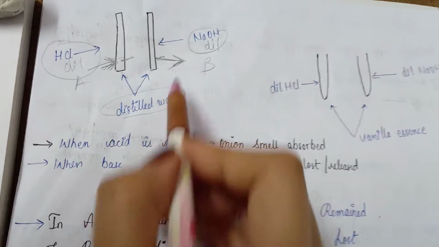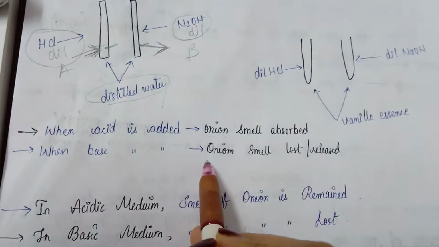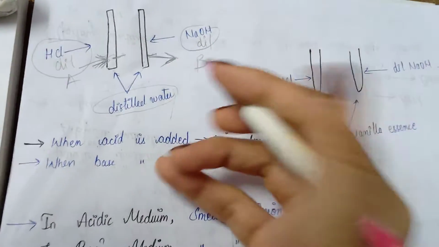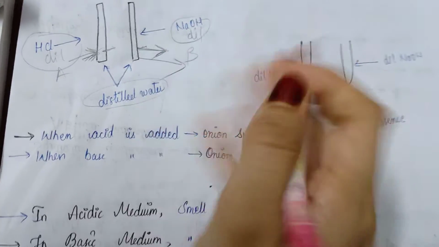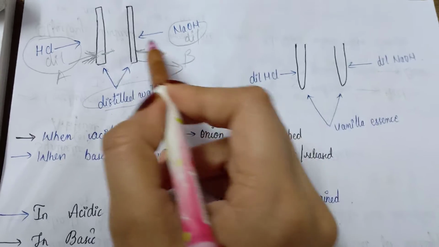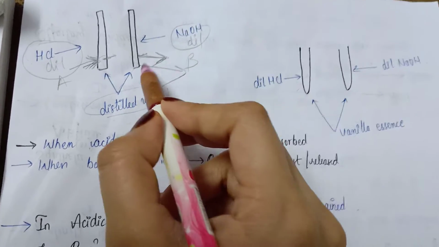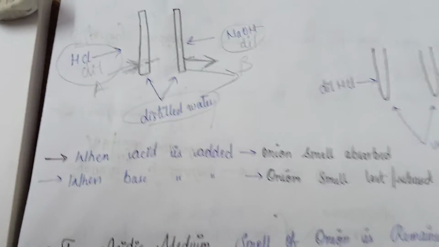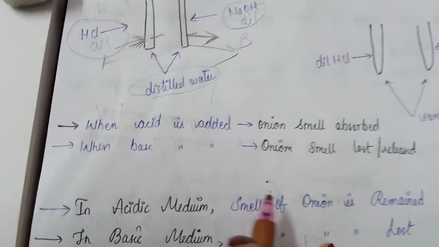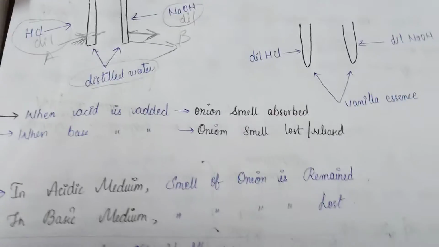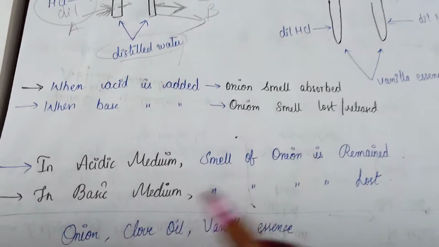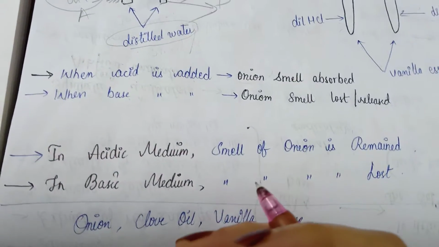And when we added base to the next strip, what happened? The onion smell is lost, which means the smell is disappearing from this strip, or we can also say the smell is released from this strip, okay. Am I clear to all? Like this also, by this method also, we can detect acid and base solutions.